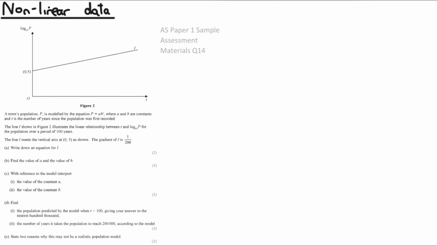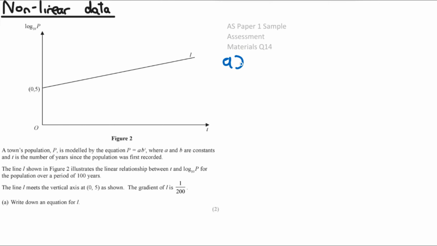So here's another example of a question on this specific example of an exponential. Again, I've had to use the new spec because the old spec didn't ask questions on this. So for part A, we need to write down an equation for L, which is this line here. And we're told that it meets the vertical axis at 5 here. So therefore C, the y-intercept, is equal to 5. Then it has a gradient of 1 over 200. So M is equal to 1 over 200.